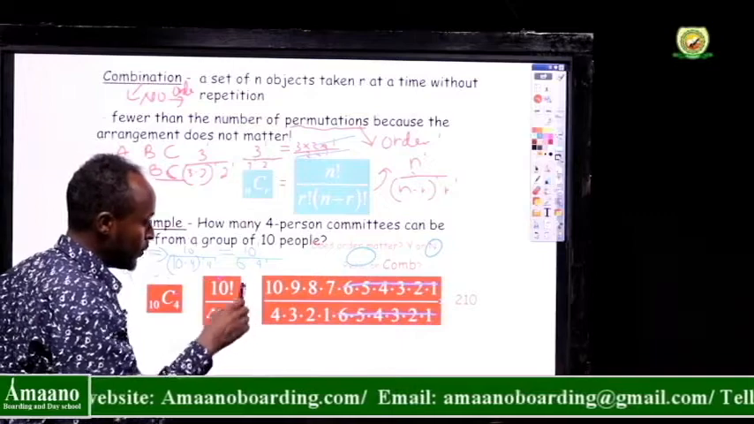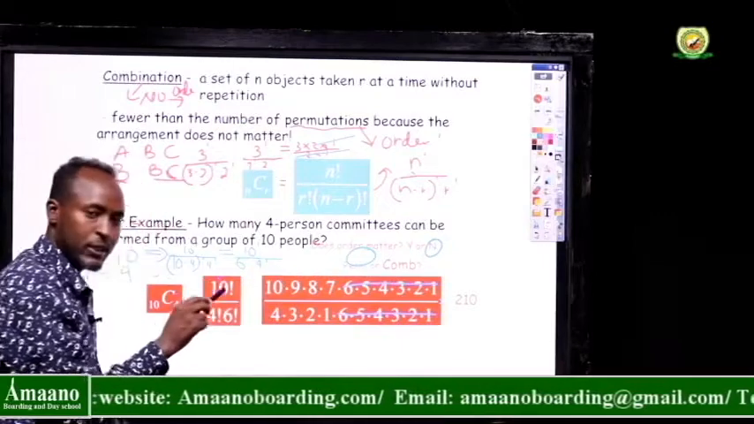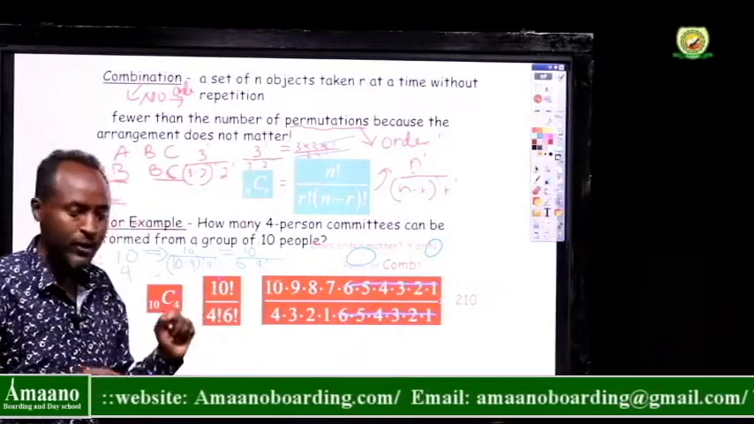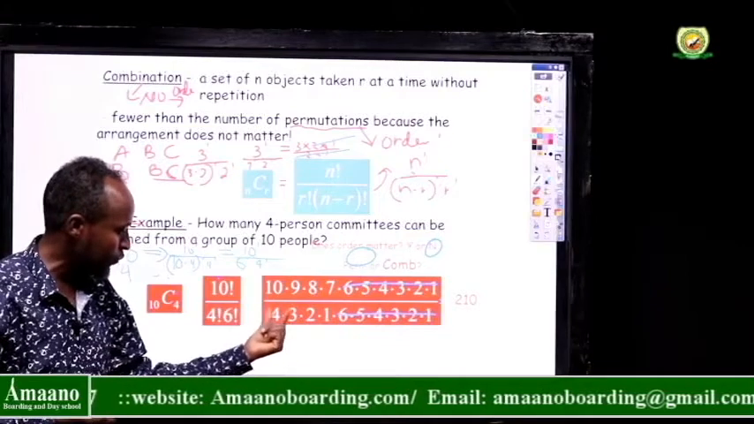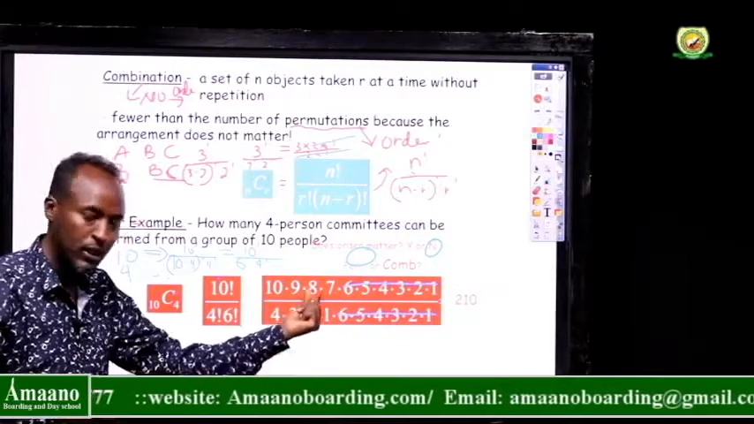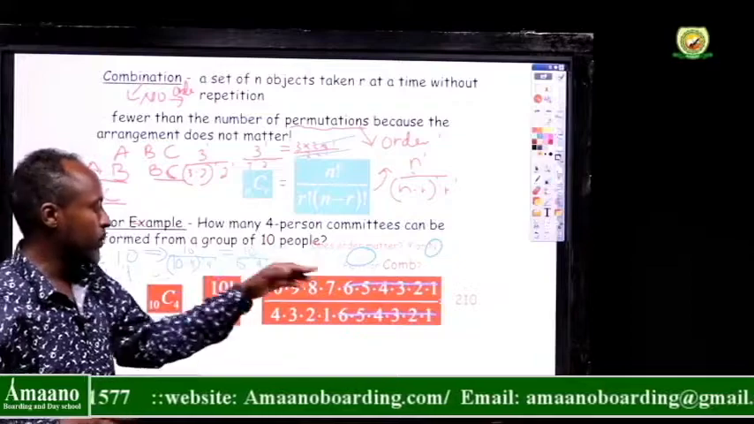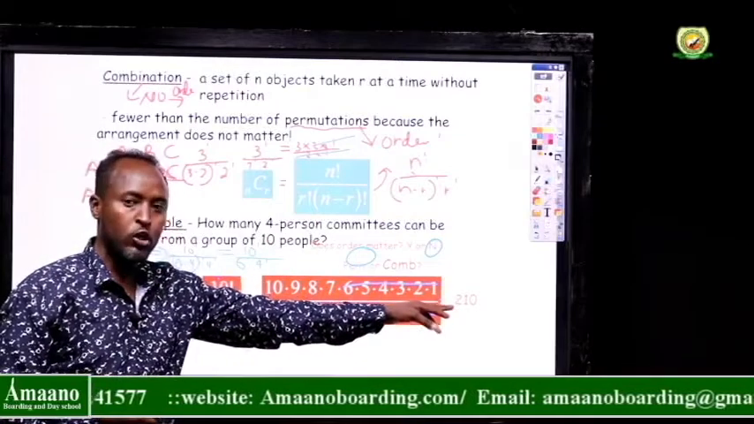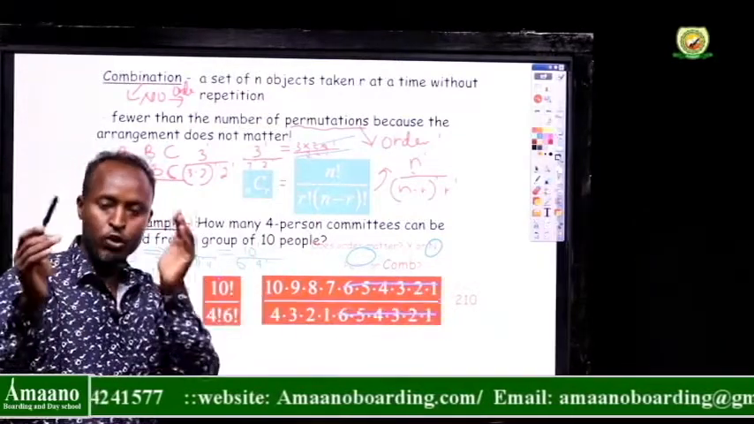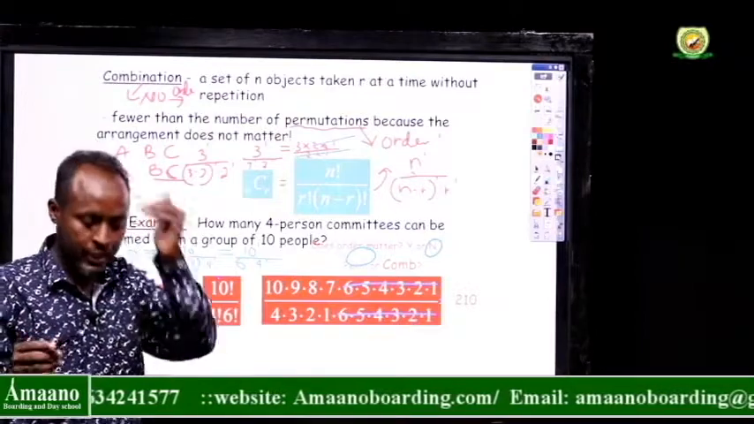From the top numbers, you have 10 times 9 times 8 times 7, divided by 4 times 3 times 2 times 1. If you divide those two numbers, you have 210 different committees that consist of 4 students from 10 students.